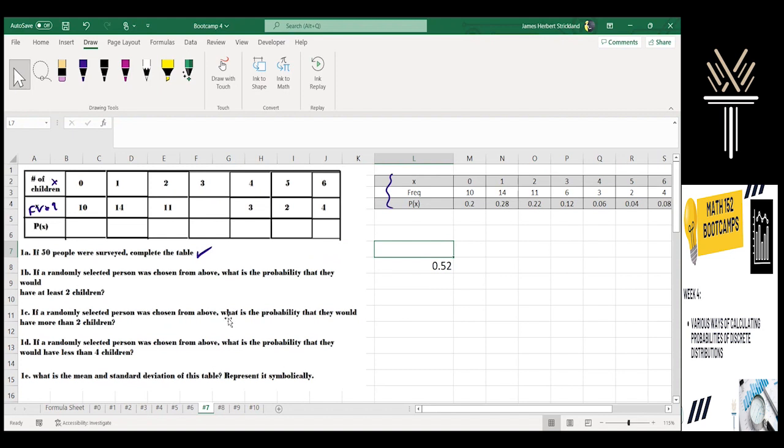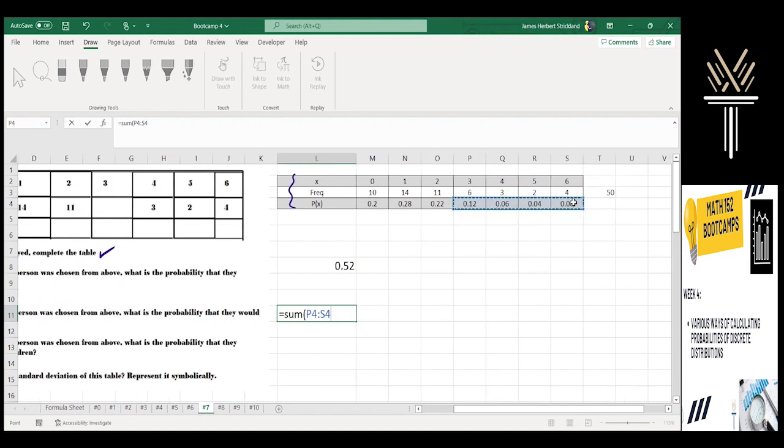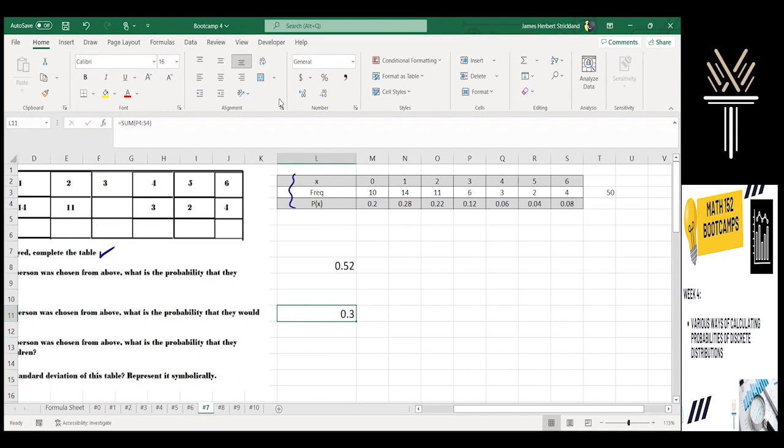Randomly select a person chosen from above, probability they would have more than 2 children. So what is the difference between at least 2 and more than 2? Well, more than 2 means it can't equal 2 because 2 is not more than 2. So it starts at 3 and it goes bigger. So more than 2 means the same thing as 3 or more, if we're talking about discrete numbers at least. And let's just double check our decimals. And yeah, that one's safely 0.3.